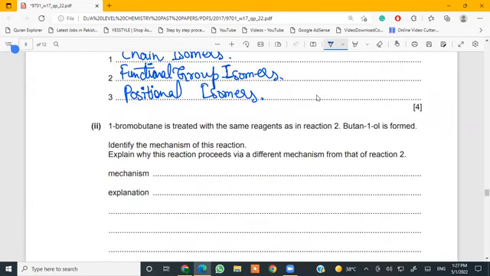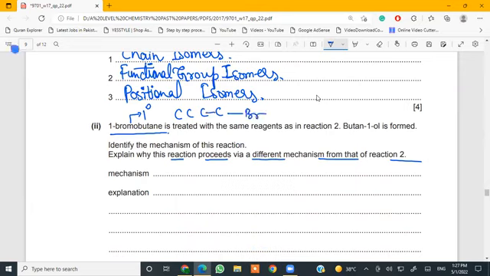1-bromobutane is treated with the same reagents as in reaction 2. Butan-1-ol is formed. Identify the mechanism of this reaction and explain why this reaction proceeds by a different mechanism from reaction 2. This is 1-bromobutane, right? Which means it's a primary alkyl halide. Just look at its formula. Butane means 1, 2, 3, and 4 carbons, and 1-bromo means on the first carbon. So it's a primary alkyl halide, right?